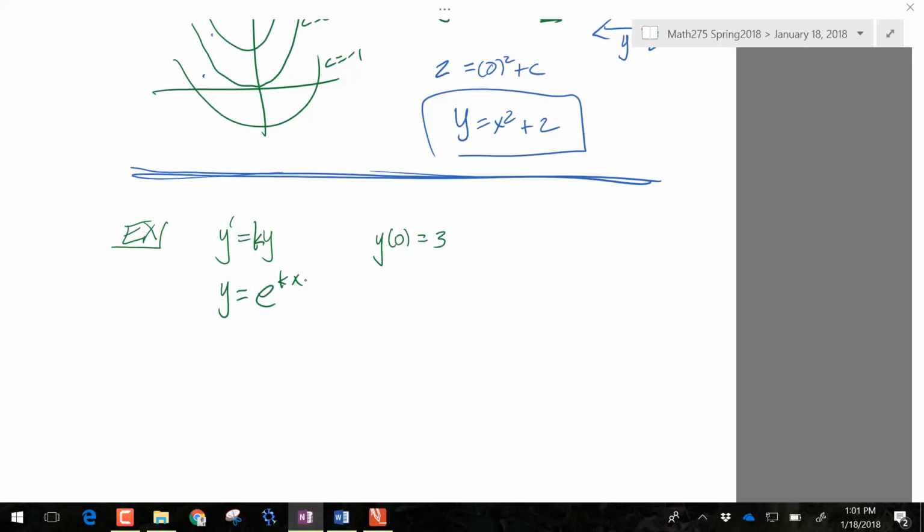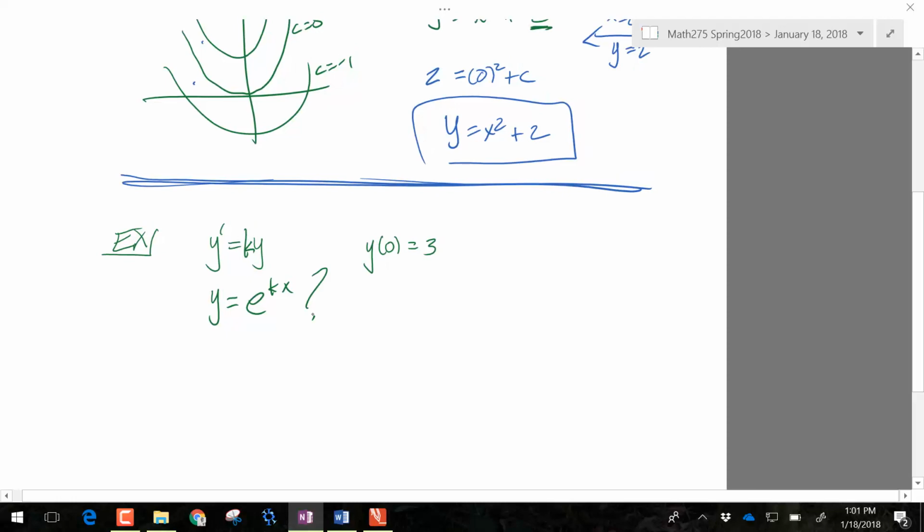Right? But you've got to ask, is this really the solution? And usually when we don't incorporate the initial condition, we would have a family of solutions. And I don't see the family of solutions here yet. In fact, if we were to plug in, k is a fixed number, by the way. Let's just put 5 there.